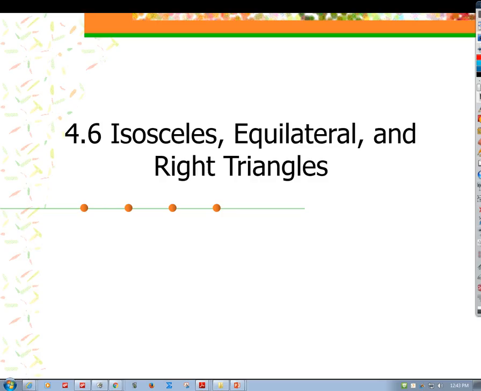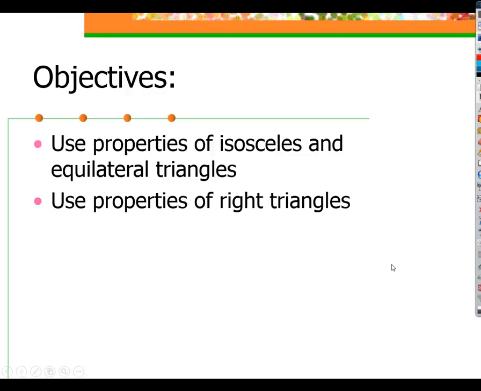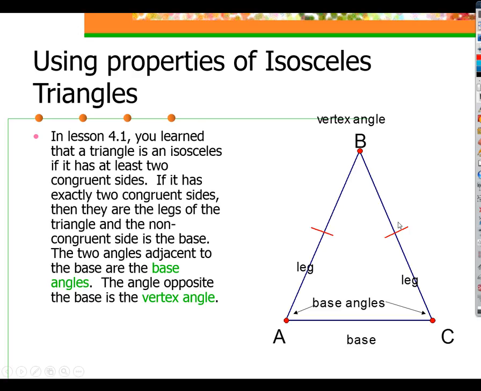And we want to be able to identify the values of angles, solve for variables, and we want to be able to prove congruence of the triangles using some special properties of these. So, what do we got? Use properties of these special kinds of triangles, well, to do the stuff I just described. So let's look at one thing here.